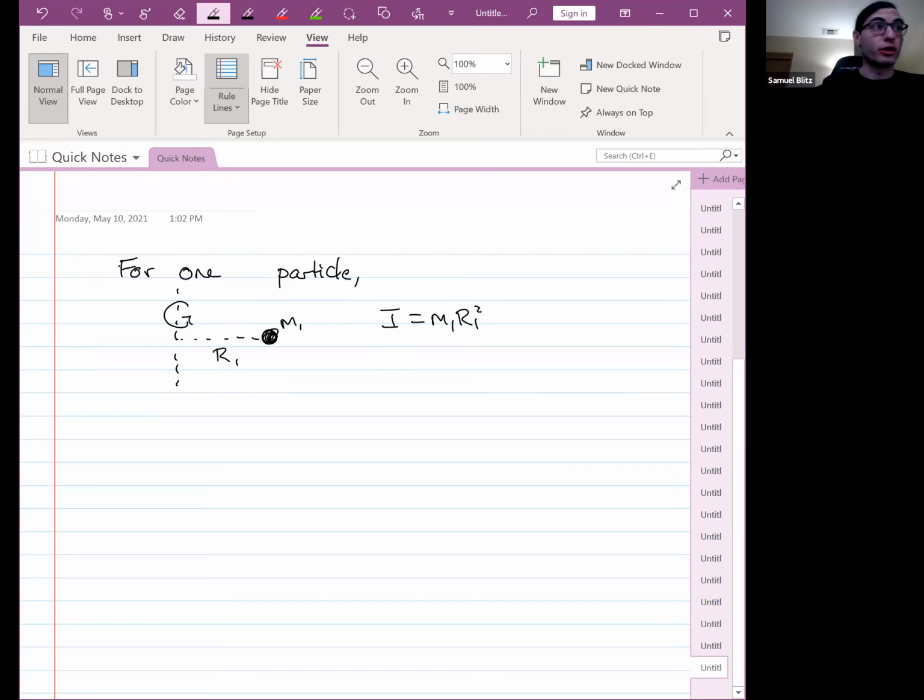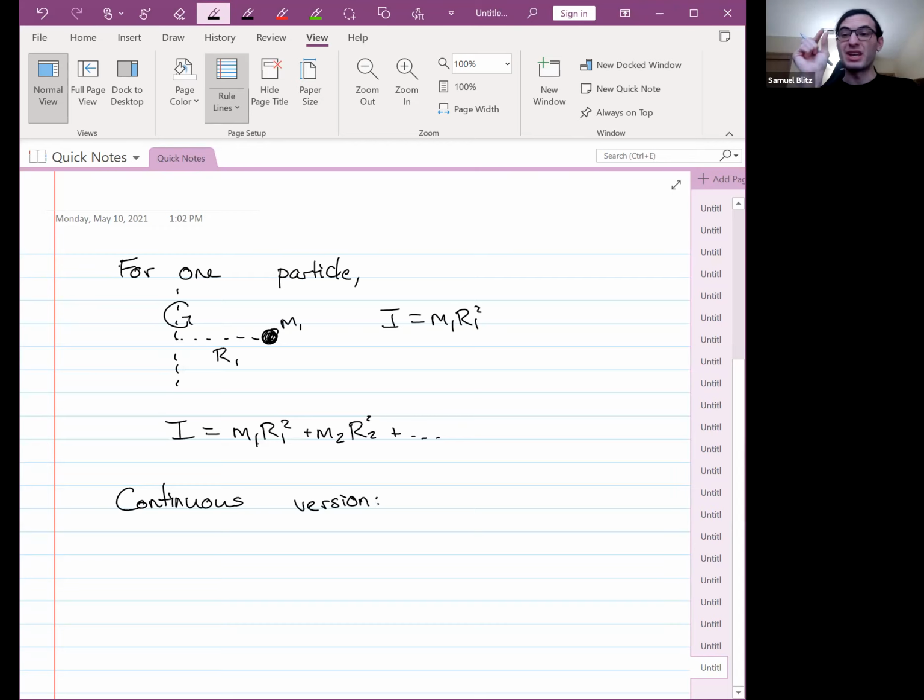And similarly, for a bunch of particles, we have that I was equal to m1 r1 squared plus m2 r2 squared plus dot dot dot, where r1 is the distance that mass 1 is from the axis of rotation, r2 is the distance that mass 2 is from the axis of rotation, and so on. And so I indicated that we could add up an infinite number of particles that are infinitely close to each other by using an integral. And so I wrote down the continuous version, which is just what happens when you take your particles to have infinitesimal mass and put them infinitesimally close to each other.